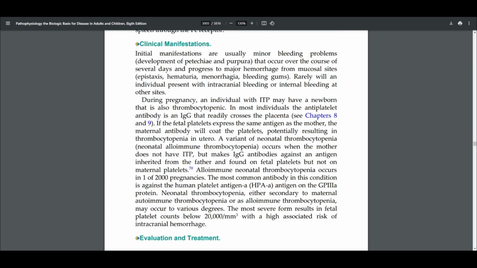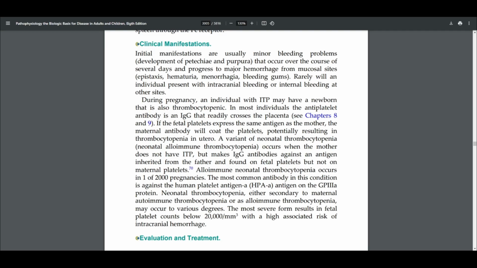So the clinical manifestations are usually minor bleeding problems that occur over the course of several days and progress to major hemorrhage from mucosal sites. Rarely will an individual present with intracranial bleeding or internal bleeding at other sites. During pregnancy, an individual with ITP may have a newborn that is also thrombocytopenic.